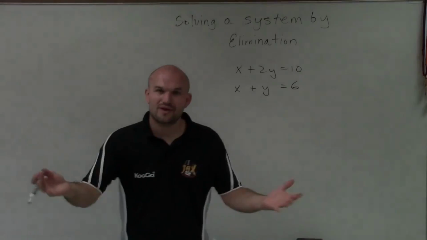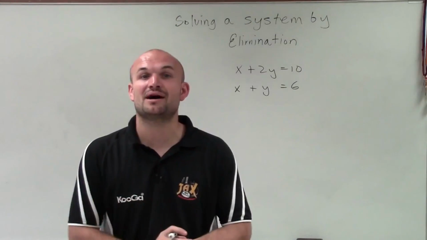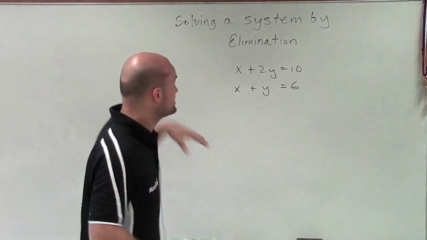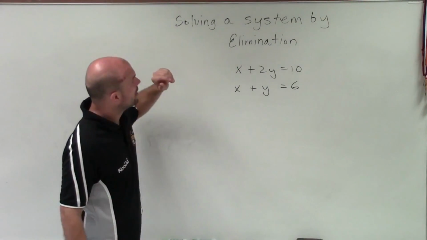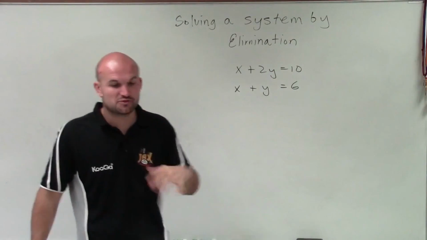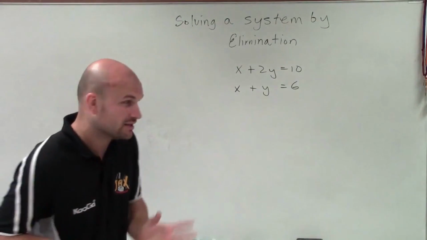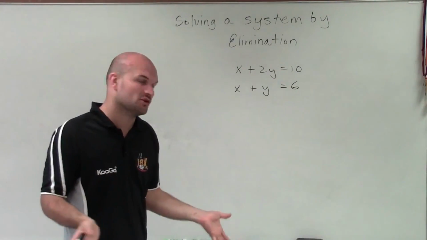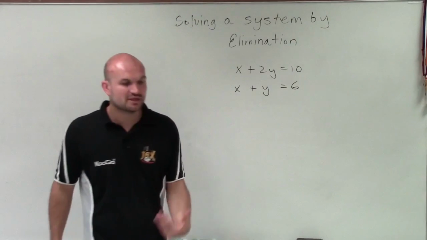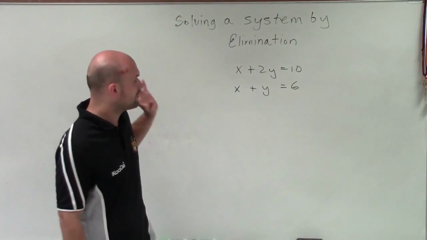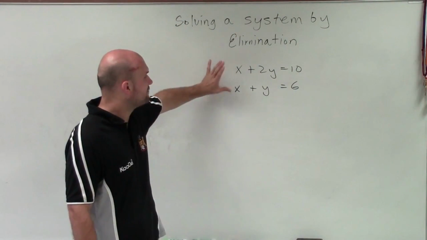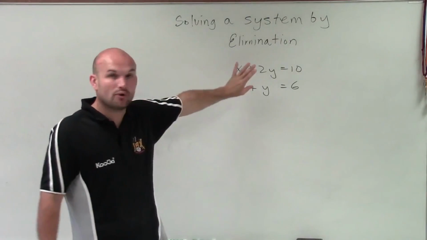Done. OK, so now we're going to get into some problems with elimination. Now, when solving a system of equations by elimination, we're going to either add or subtract the equations. And sometimes we're going to have to multiply by a multiplier. But to determine if we even need a multiplier, we know we can use elimination right off the bat when we have the same variable with the same coefficients.